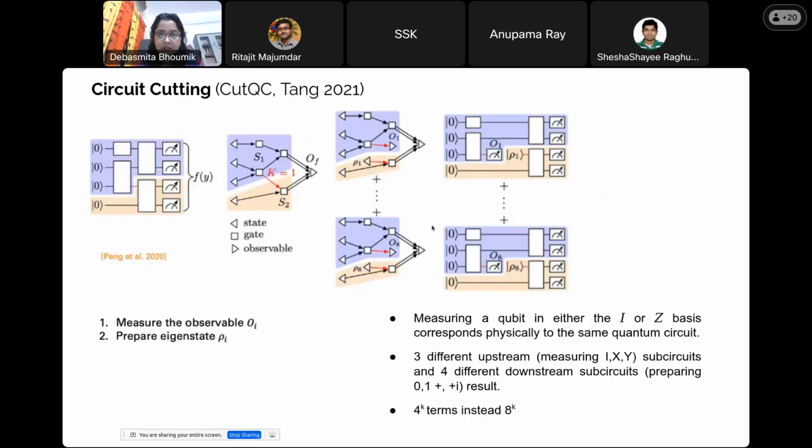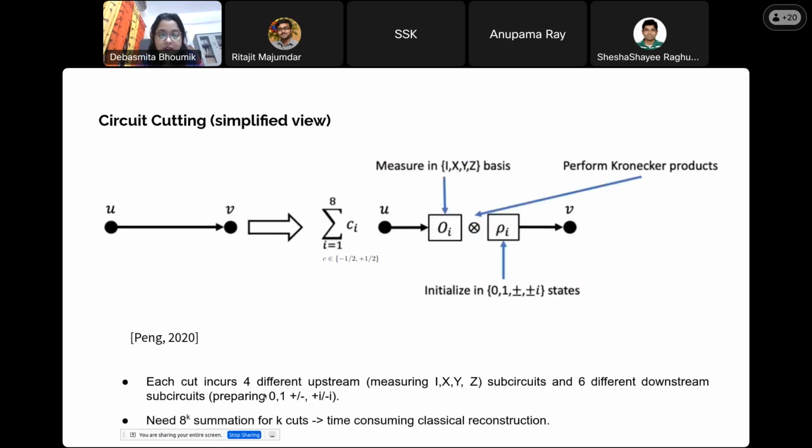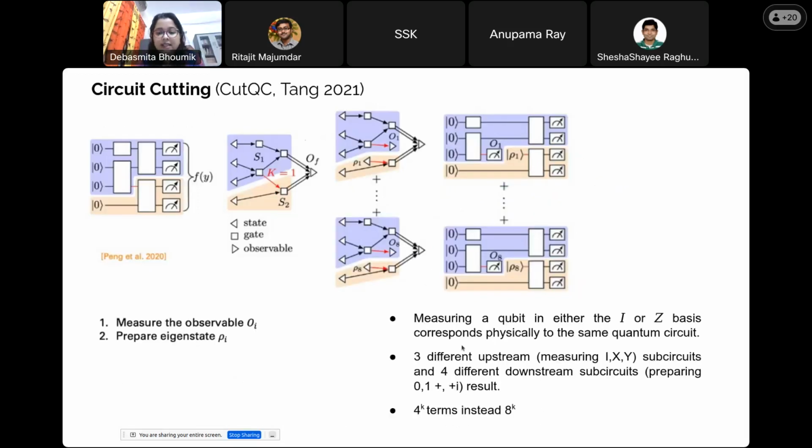Now there is a paper in 2021 called CutQC. It shows that we don't need these 4 upstream and 6 downstream subcircuits. We basically need 3 different upstream subcircuits and 4 different downstream subcircuits, because measuring a qubit in the I or Z basis corresponds to the same quantum circuit. Here from the figure you can also see that this is a 4 qubit circuit, and we want to cut it by this line.